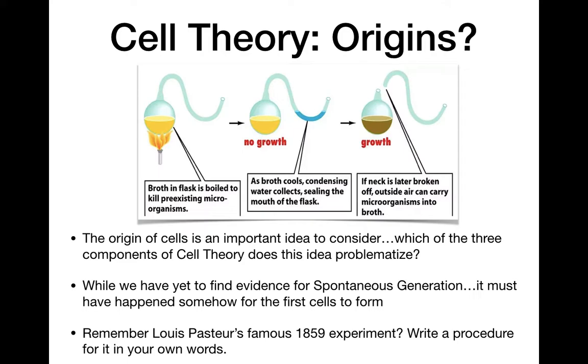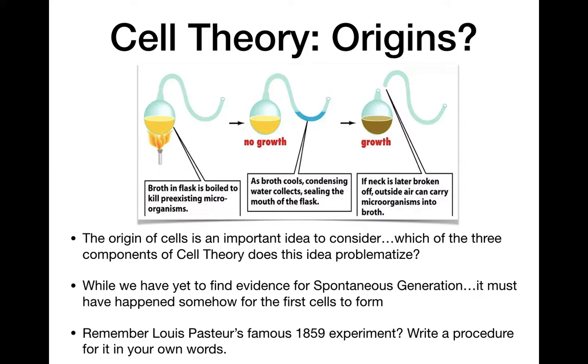So the first thing is that he had these swan neck flask designs that had this long neck that would allow a blockage in the flask. So he had broth in the flask, and the broth is going to be a nutrient source for any microorganisms inside the flask. And he first boiled it to kill any pre-existing organisms. So any bacteria, anything already in there, would have been killed at the really high temperatures of the boiling broth.